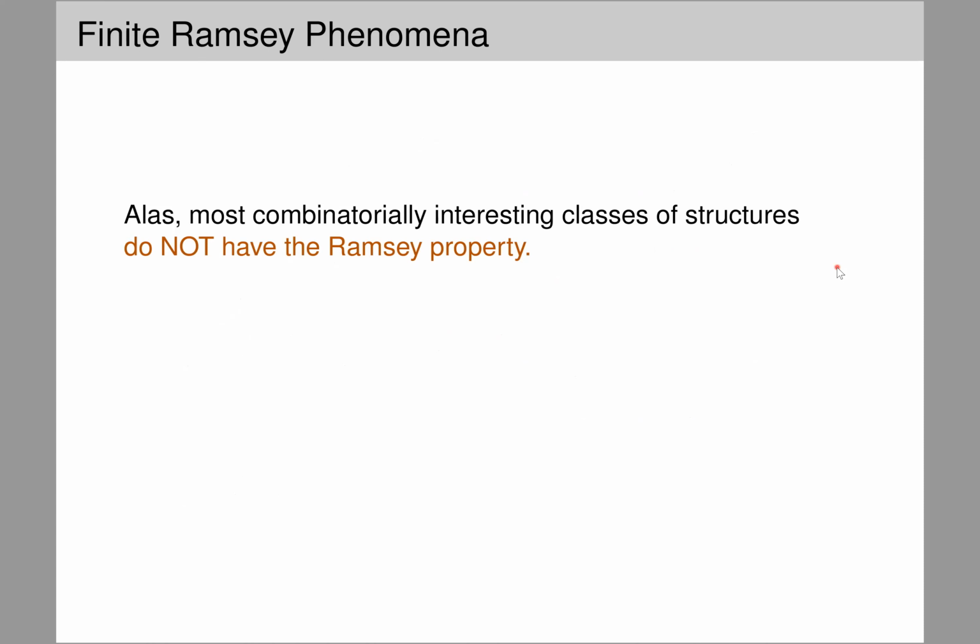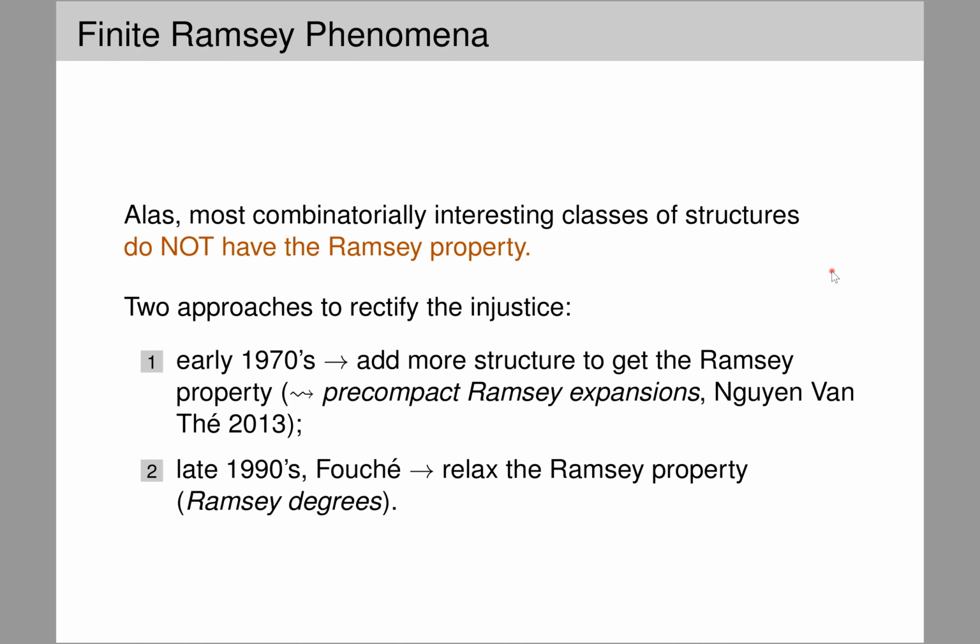That was a huge disappointment in the 70s. So you start from a very important combinatorial result. You try to generalize it to structures, and it seems that we are going to get a meaningful generalization, and then everything fails. So there are 2 ways to actually rectify the injustice. In the early 70s already, when the original definition failed, the situation was rectified by adding more structure. So we can add more structure, and I will show examples in the following slide to get the Ramsey property.